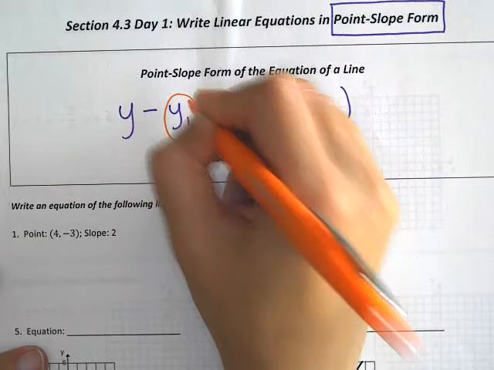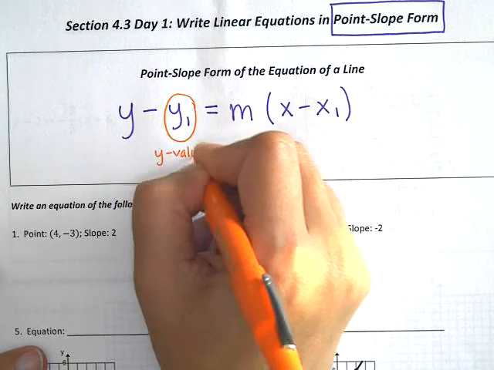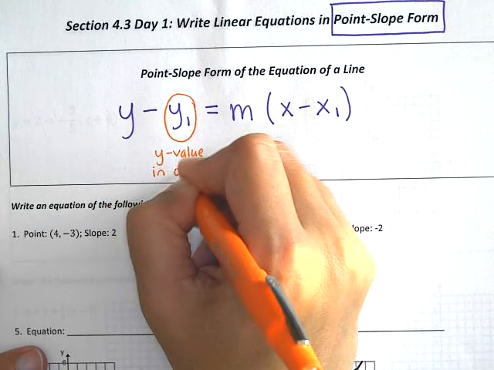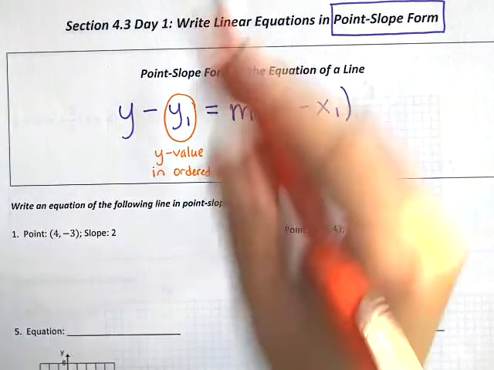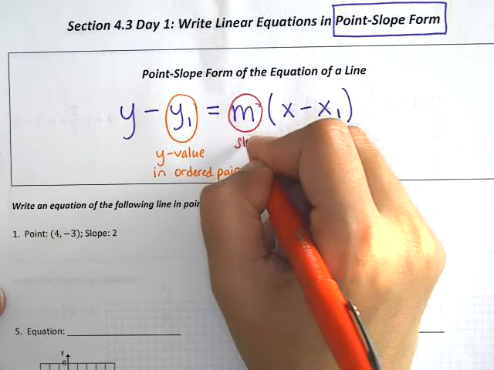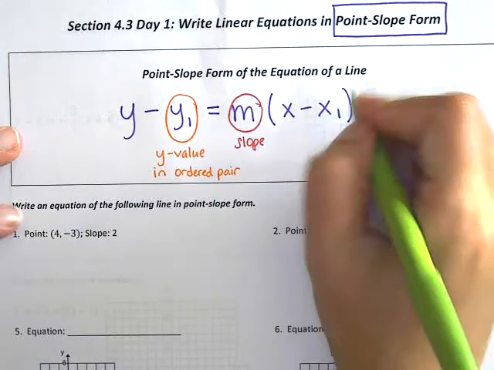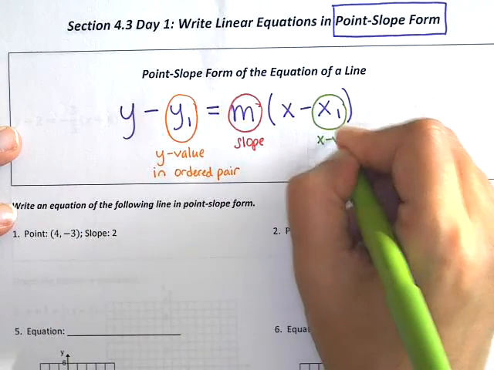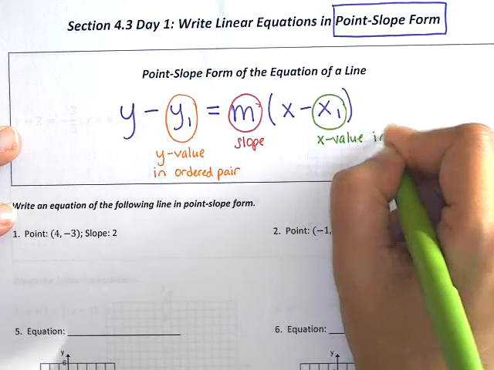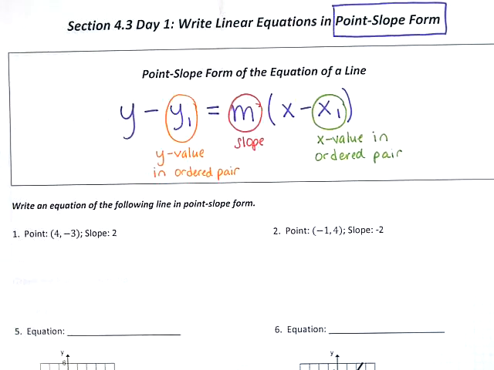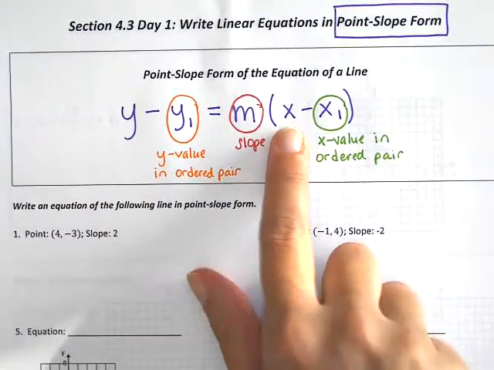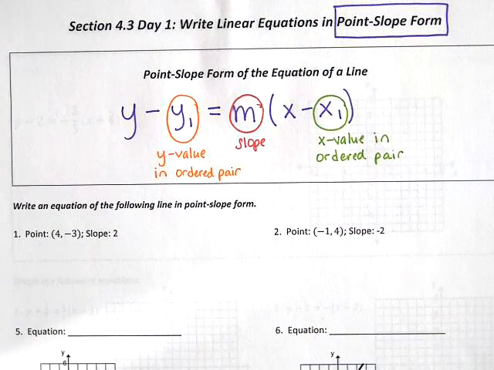The y1 is the y value in the ordered pair. The m is still the slope. Always, m is slope. And the x1 is the x value from the ordered pair. This first y and this x are going to stay x and y. They're not going to change. So your final equation is still going to have an x and a y in it. Let me show you an example.